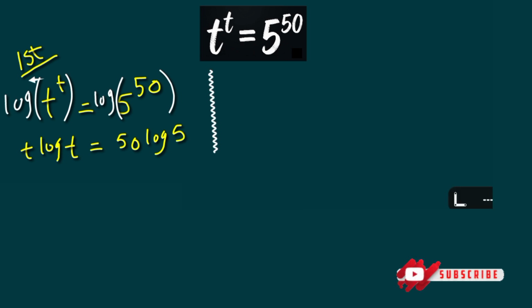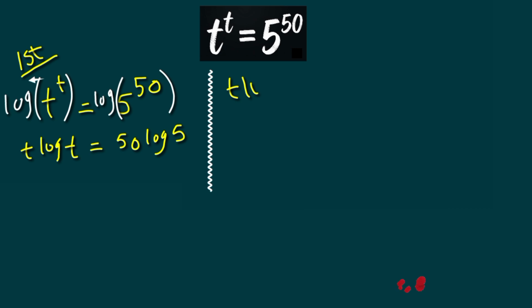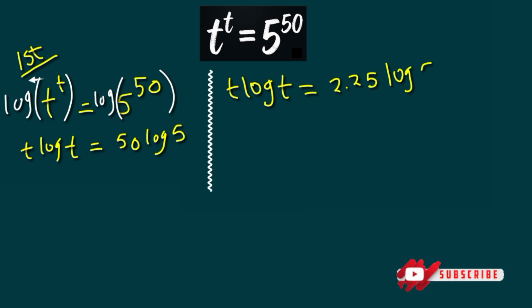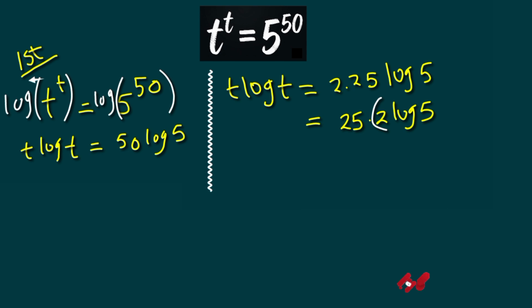And then after doing that, we'll go ahead to simplify this. We write t log t to be equal to, we can rewrite 50 as 2 times 25 and that log 5. Also, we can go ahead to rewrite as 25 times 2 log 5. And we can include this in a bracket. And this equals t log of t.